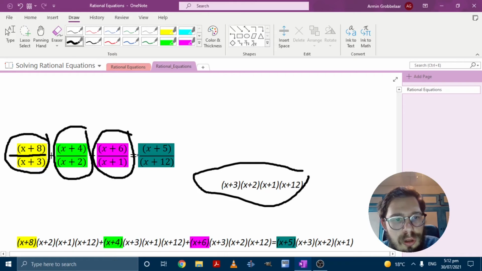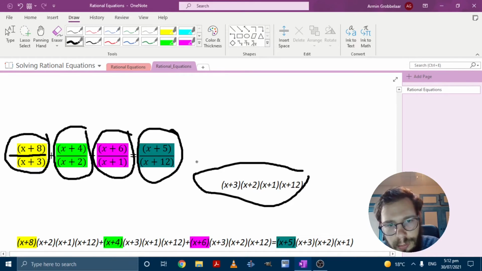is equal to, then the last term, the x plus 5 already has an x plus 12, so it only needs an x plus 3, an x plus 2, and an x plus 1. So you say it's equal to x plus 5 times x plus 3 times x plus 2 times x plus 1. And then we have this equation here.